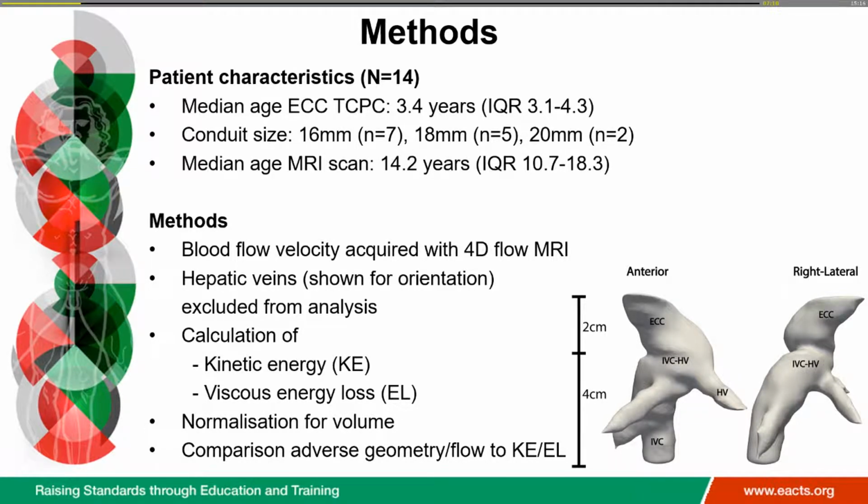The IVC-ECC junction consisted of the first 2 centimeters of the conduit and comprised 6 centimeters in total, as shown on the image. The hepatic veins were shown here for orientation purposes only, but were excluded from the 4D flow analysis due to insufficient spatial resolution. And the calculated energetics were normalized for volume and were compared with the observed geometries and flow patterns.